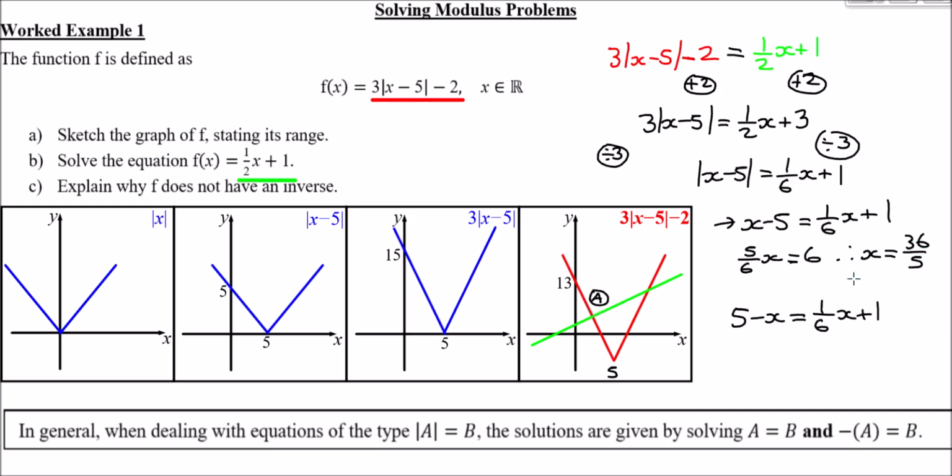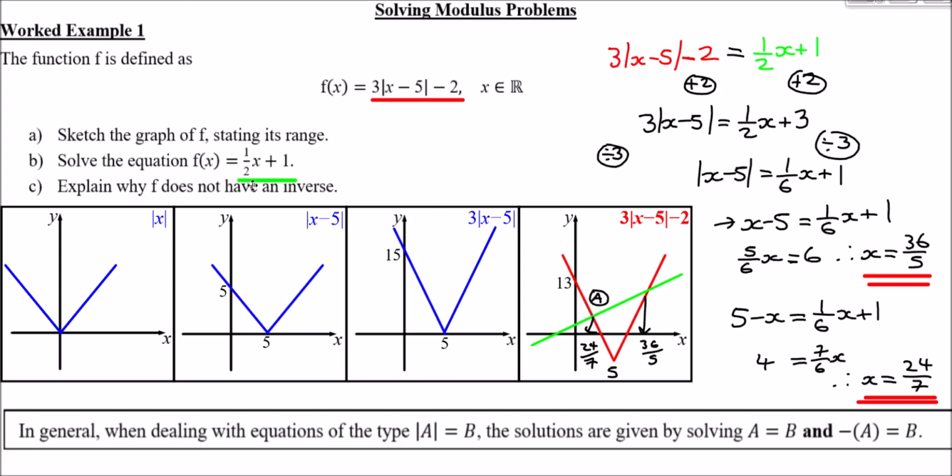So that's one solution. The other solution will be given from this equation here. In the same way, get the x's onto one side and the numbers onto the other. If I add an x to both sides, 1/6 of an x plus an extra x is 7/6 of an x. And if I subtract 1 from both sides, it'll have 4 over here, then if I divide everything by 7 over 6, x will be 4 divided by 7/6. If you want to show it on your calculator, you can, but then x should equal 24 over 7. So those are the 2 solutions to when f of x is equal to half x plus 1. We could add these onto our diagram as well. This point here is going to be 24 over 7. This one here, 36 over 5.